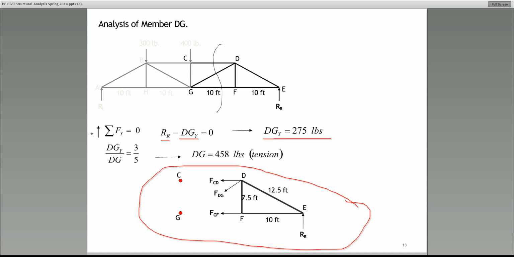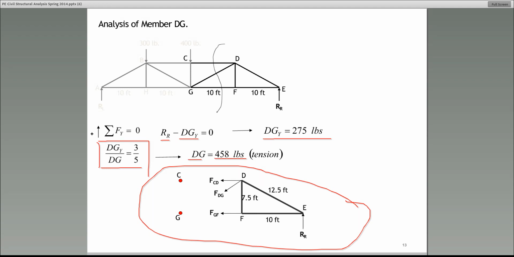All right? So now that we have the y component of the force in DG, then we can use, remember I told you the geometry of the truss is given. So just use a similar triangle situation. DGY over DG is equal to 3 over 5. It's a 3, 4, 5 triangle. It was given to us at the first slide that talked about this truss. All right? So solving, the force in member DG comes out to be 458 pounds.